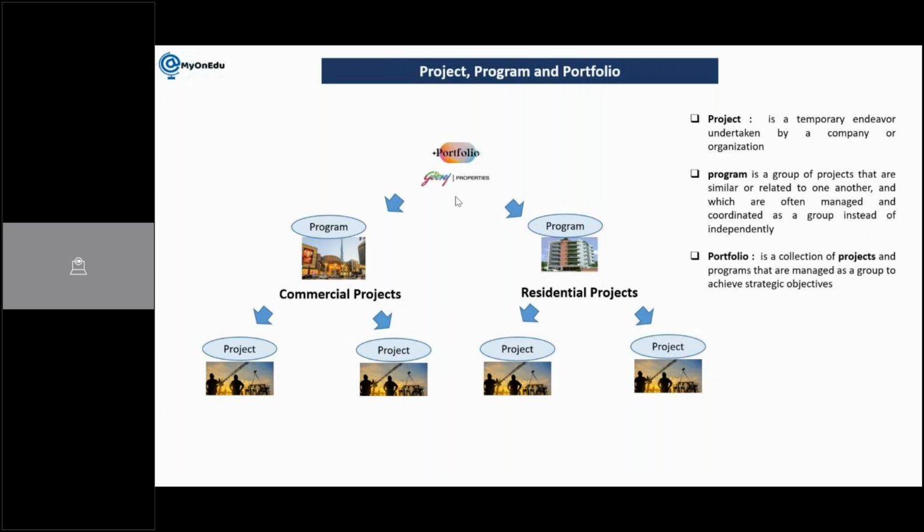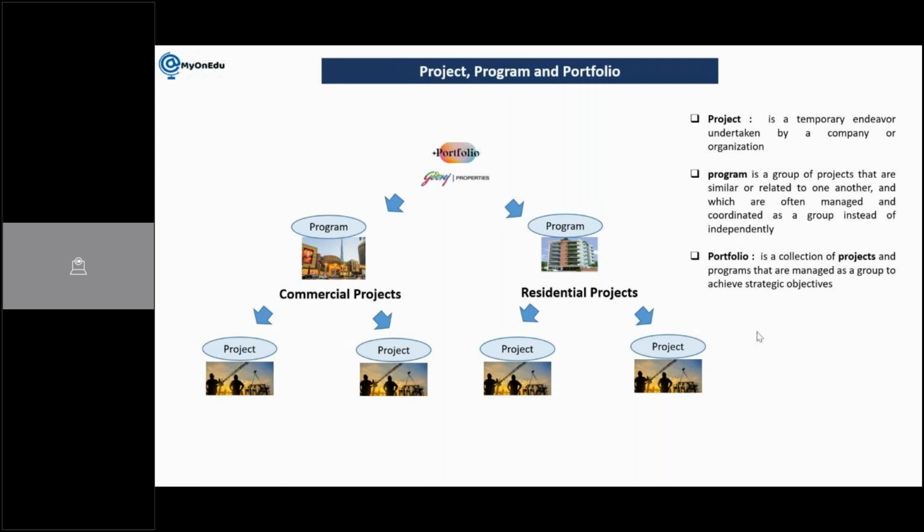Okay. So if you see in this slide, the portfolio is here. And again, we have two different branches. Here is a program, and that is another program. And within a program, we have projects. So basically, a portfolio is a collection of projects and programs. This is my portfolio, and it is a collection of programs or projects, or programs and projects. A portfolio is a collection of projects and programs that are managed as a group to achieve strategic objectives.